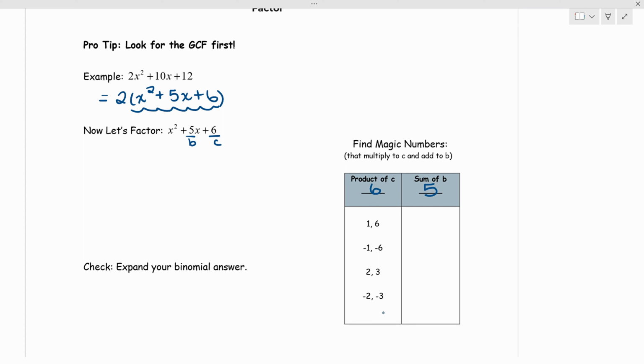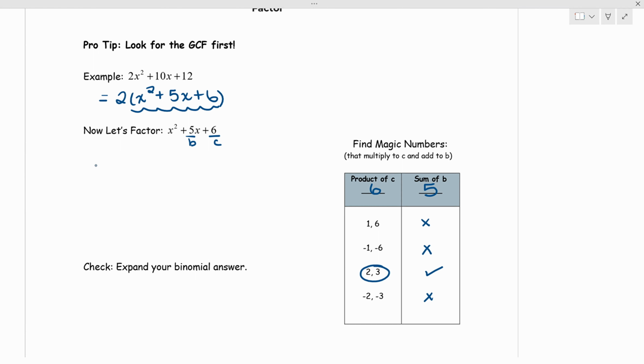Which one of these are going to be our magic numbers? It's going to be the set that gives us a sum of 5. 1 plus 6 does not give us a sum of 5. -1 plus -6 does not add up to 5. 2 plus 3, though, does give us 5. -2 minus 3 gives us -5. That's not good. We need a positive 5. So this is our guy.